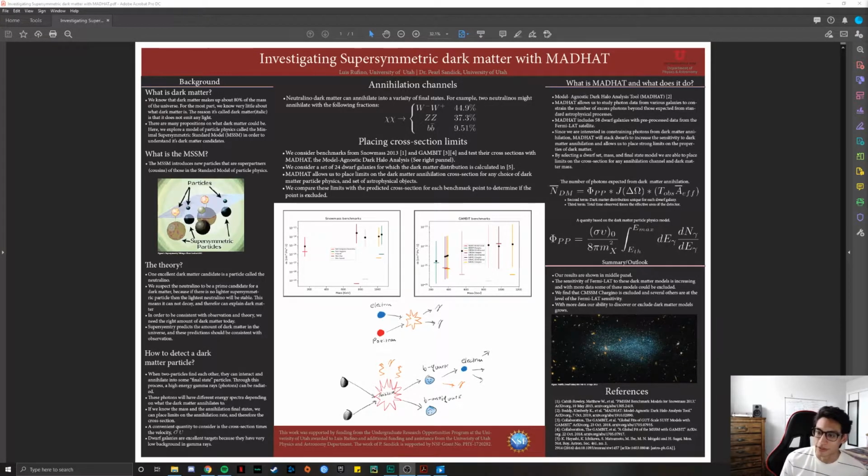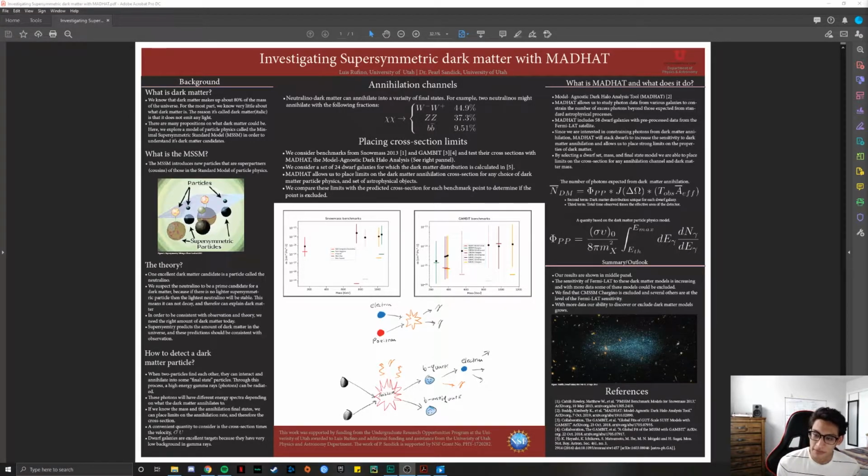Let's start with what dark matter is. We don't understand a whole lot about dark matter, but for the most part we know that it makes up about 80% of the mass of the universe. Because we don't know a whole lot about dark matter, there have been a lot of propositions trying to understand what dark matter could be. One of those is called the minimal supersymmetric standard model, the MSSM.